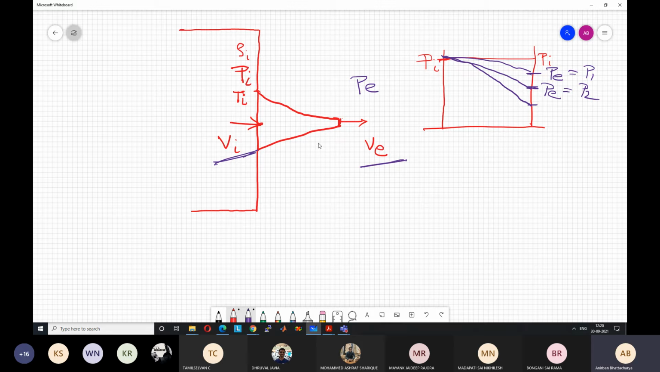Because this is a convergent part, once the nozzle exit velocity reaches sonic velocity, it cannot increase any further unless there is a divergent section. As a result, we reach a choked condition. So this is the choked condition. At this pressure, the condition is reached. This pressure is known as critical pressure, PC or P star.